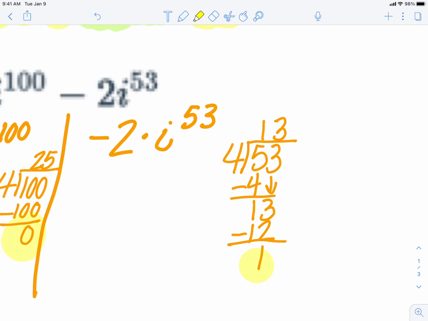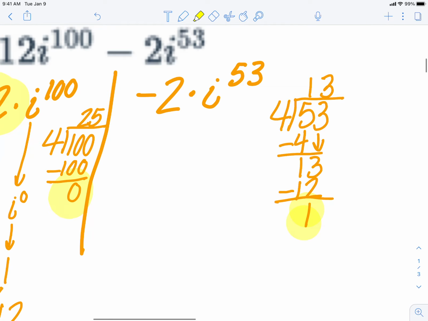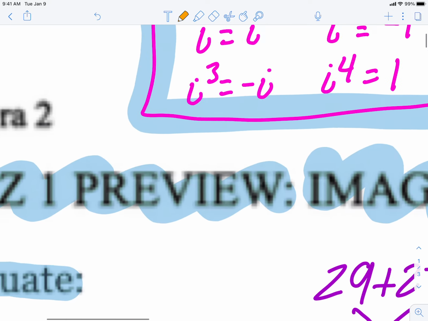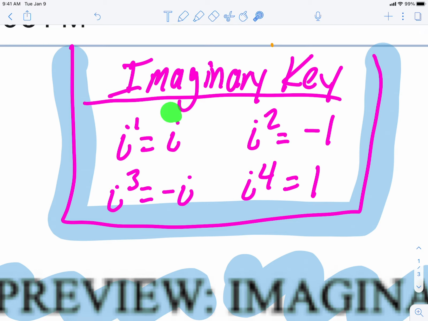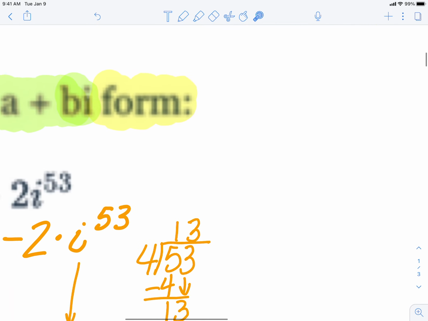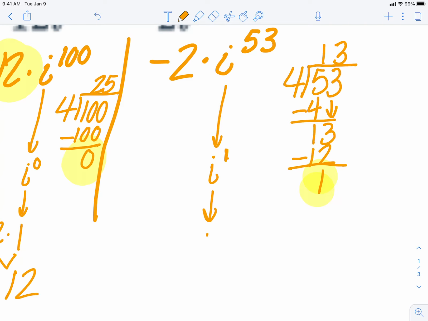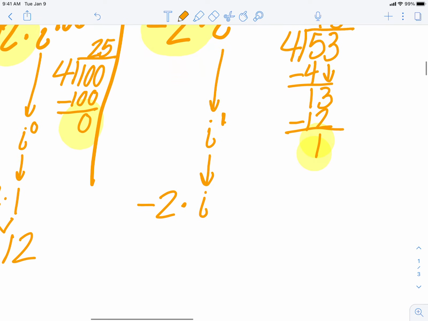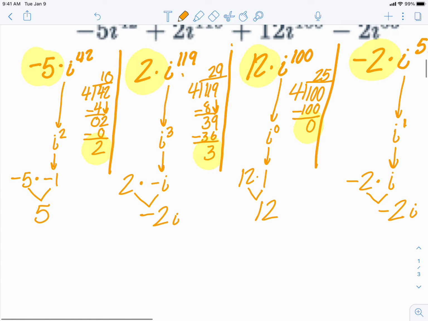Uno. Right? My favorite card game. So, I to the 53rd becomes I to the power of 1. And I to the power of 1, just to double check on my imaginary key here, is just I. Right? So this gives me just I. And my negative 2 times is just going to come down. Negative 2 times I is equal to negative 2I. And look at that. I have 4 terms evaluated.